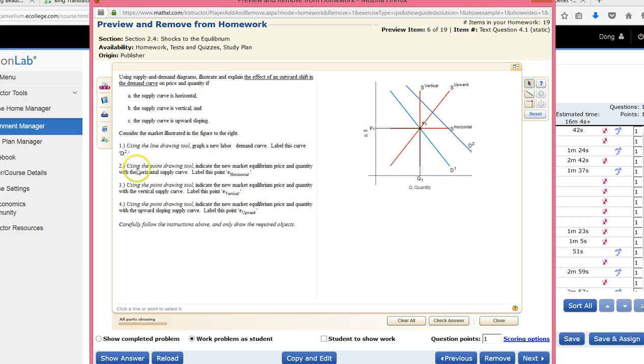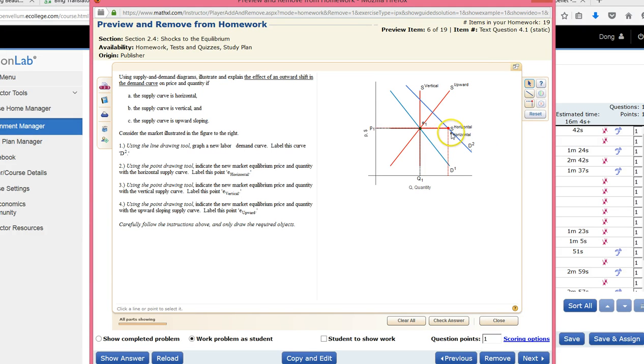That's the market equilibrium. So part A, using the point drawing tool, indicate the new market equilibrium price and quantity with the horizontal supply curve. Label this point E horizontal. So this is the horizontal supply curve, which doesn't change. And this is the new demand curve. So their intersection determines the new equilibrium. So this is the new equilibrium. It should be right here. So that's E horizontal.